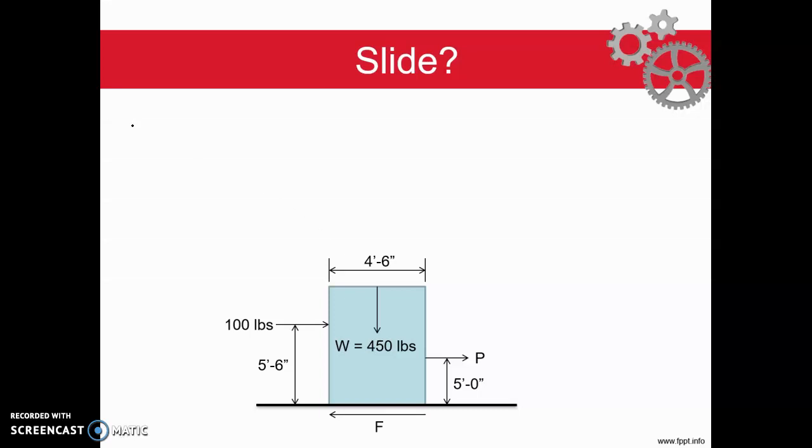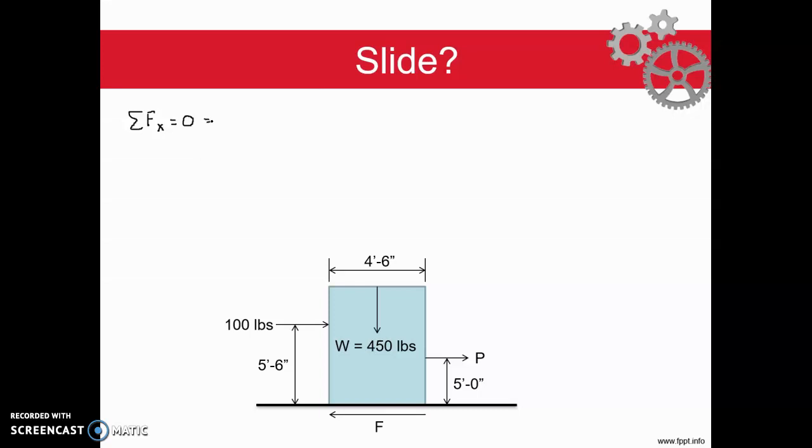So to calculate that, instead of summing moments, we're going to sum the forces in the x direction and figure out the point at which it's in a state of static equilibrium. So we're going to find the force P that doesn't necessarily cause it to slide, but it's the point at which any additional force in that x direction will cause sliding. It's going to cause motion to be impending.